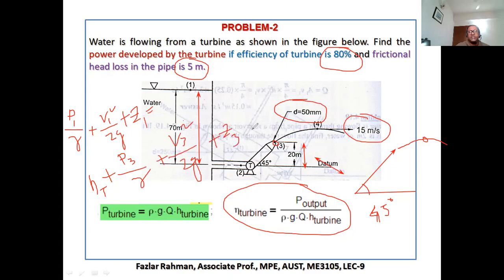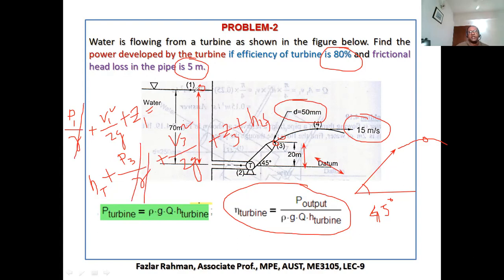With this much energy, fluid is getting out through point 3, and this is HT. Then how much the loss? HLF. So loss is given, 5 meter, right? Now you look carefully how much the pressure at point 1 and how much the pressure at point 3. Both are atmospheric pressure. So P1, P3 will be out.